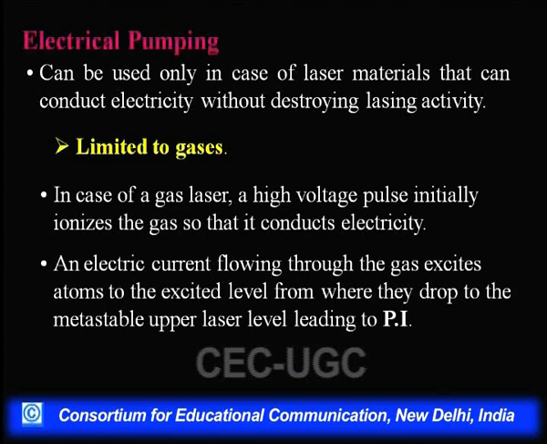Metastable state, we discussed that it is that state where the electrons or atoms can stay for a longer time. Similarly, here we are saying that we achieve more population at the upper level or at the metastable level. As we jump the electron from the lower state to the highest level, it will spontaneously emit to the metastable state, and here the atoms, electrons will stay for a longer time for achieving the population inversion.